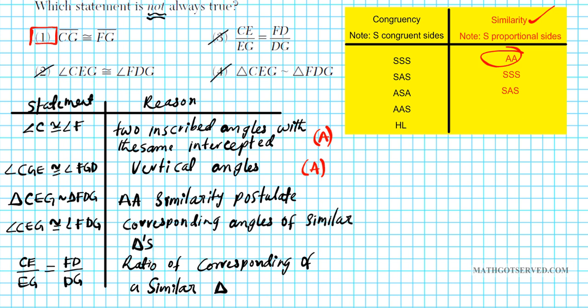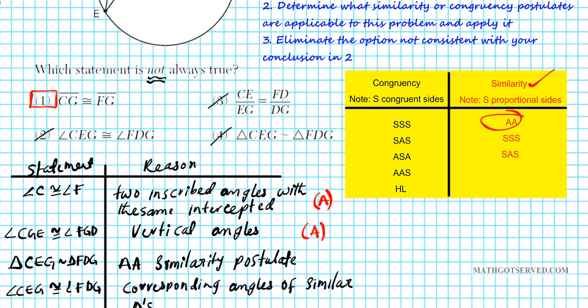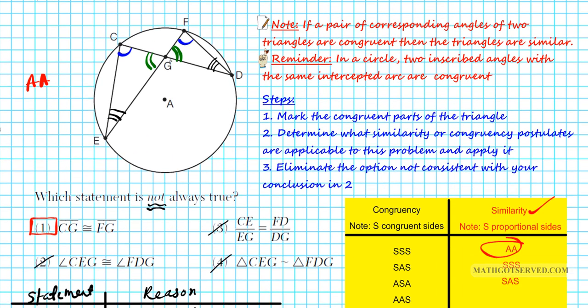Now remember we talked about this earlier, that the S in similarity represents proportionality and the S in congruency represents congruency. Now, did we say that these two triangles are congruent? The answer is no. We said that they are similar. So statements concerning congruency of sides are not always applicable to similarity. Okay? So it could be true, but it's not always true.